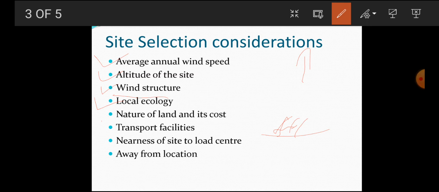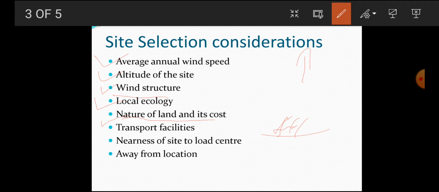Then next point is nature of the land and its cost. So the site selected should have high load bearing capacity, so it would reduce the cost of foundation. So the cost of the land where we are going to install the wind turbine should be low, so that it can reduce the initial cost of the system. So that is cost and nature of the land.